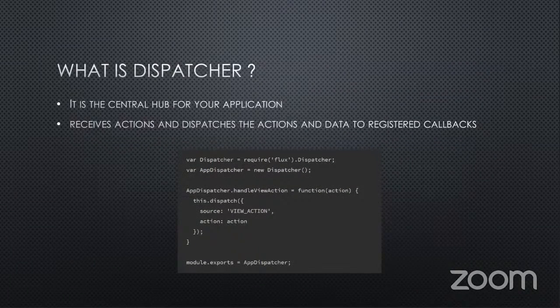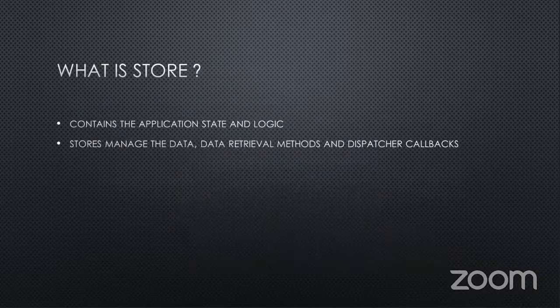So whenever an action is triggered, what the dispatcher does is it takes the action, detects the action and its source, and according to that it dispatches the data to the store. And the store contains the application state and logic. So whenever a change occurs in the store, the controller view re-renders the whole model.